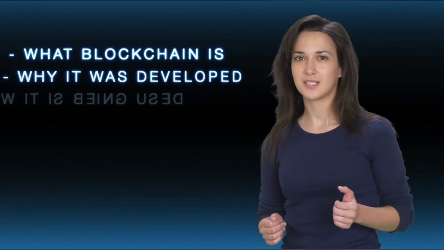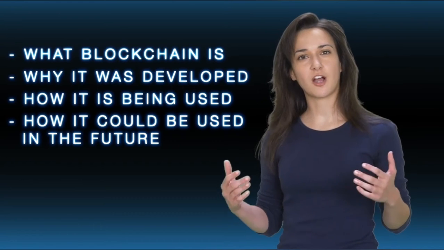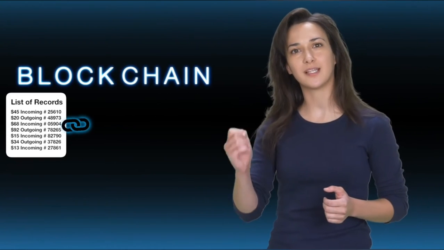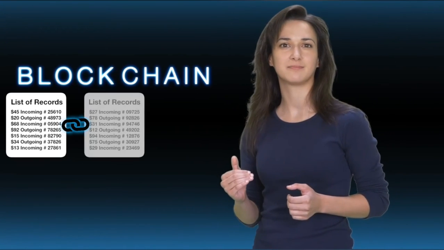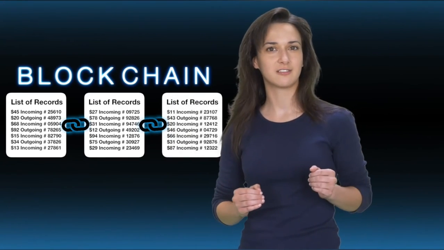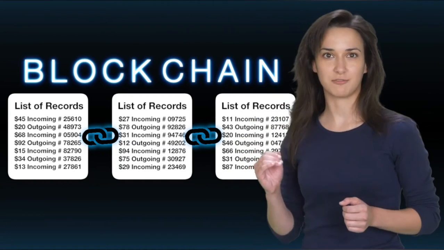This video explains what blockchain is, why it was developed, how it is being used now, and how it could be used in the future. So let's start off with the first question. What is blockchain? The word block is meant to represent a list of records, while the word chain is meant to describe the linked relationship between these lists of records. So imagine a list of records linked to another list of records. That's basically what the term blockchain describes, linked sets of records.